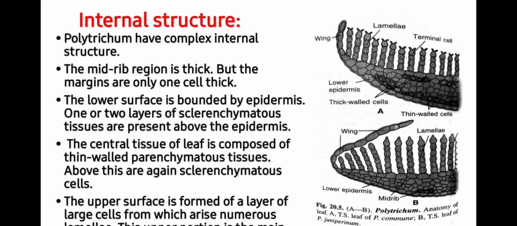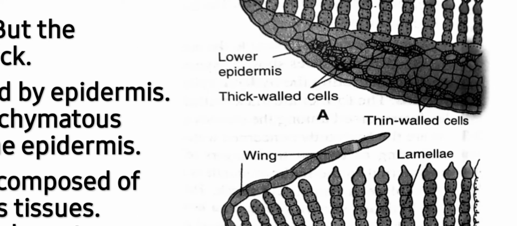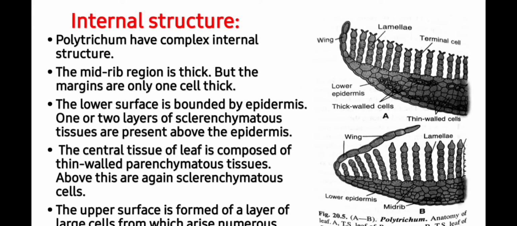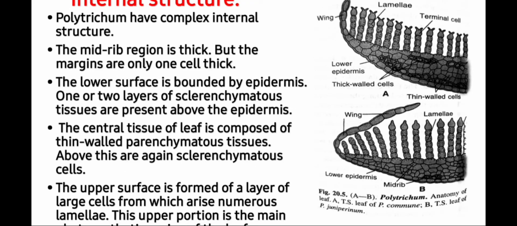The central tissue of the leaf is composed of thin-walled parenchymatous cells and this is just above the sclerenchyma cells, as you can see in this image. Dark colored cells represent the sclerenchyma and the light shaded cells represent the parenchyma. The upper surface is formed of a layer of larger cells from which arise numerous lamellae. This upper portion is the main photosynthetic region.